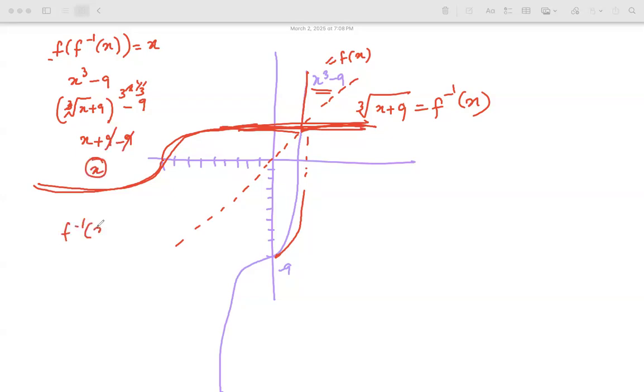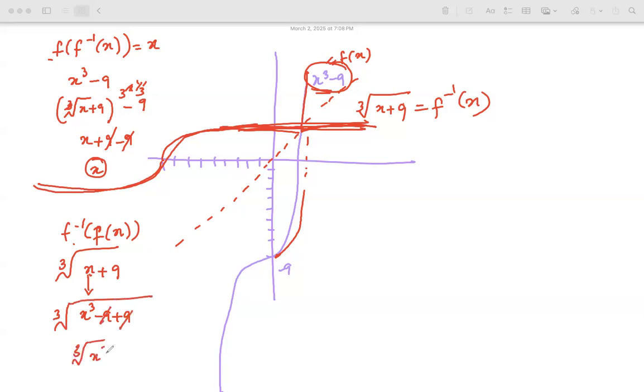F inverse of f of x, how does it change? F inverse of x, what is the function? Cube root of x plus 9 I'm writing. However, instead of the x which was the input of this function, I have to substitute x cube minus 9. X cube minus 9 plus 9. When you take cube root, this and this goes off. Cube root of x cube will be x. Make sense, guys?